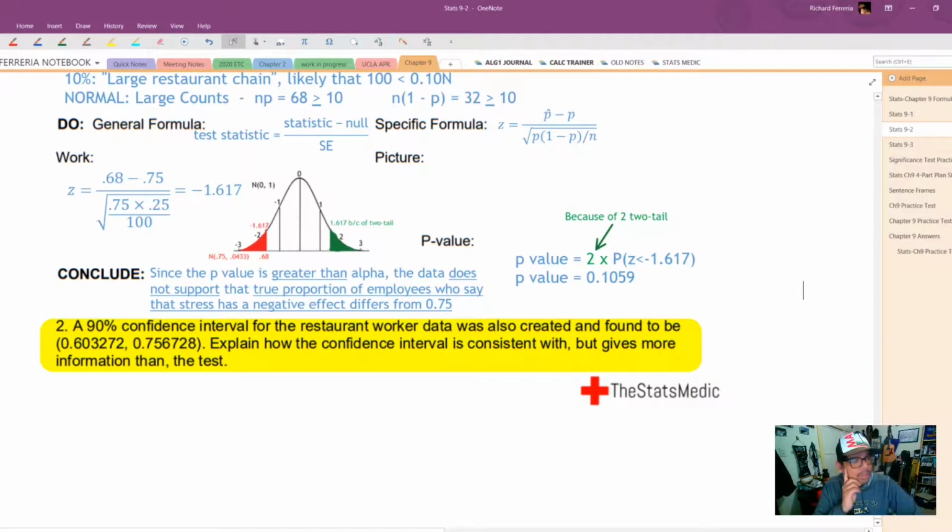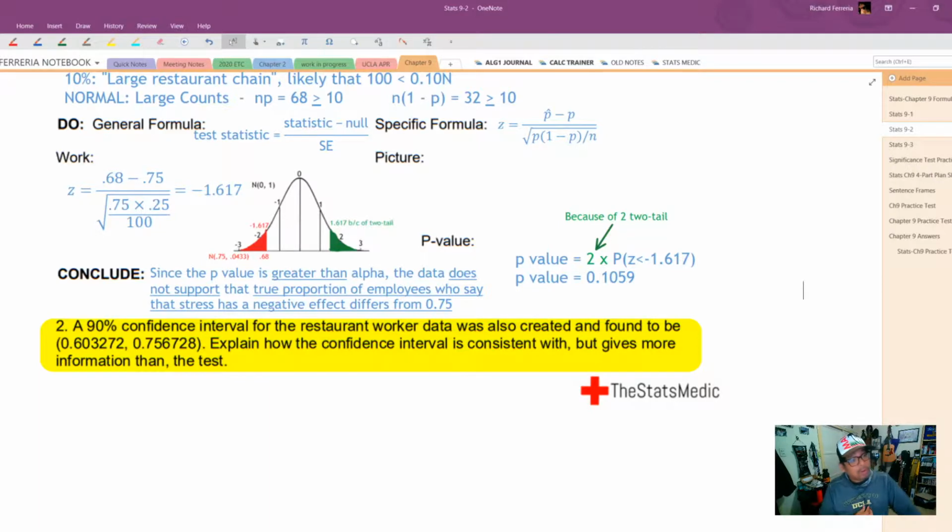And finally, for question 2, we've got a 90% confidence interval for the restaurant worker data that was also created and found to be 0.603 to 0.757. So explain how this confidence interval is consistent with, but gives more information than the test.